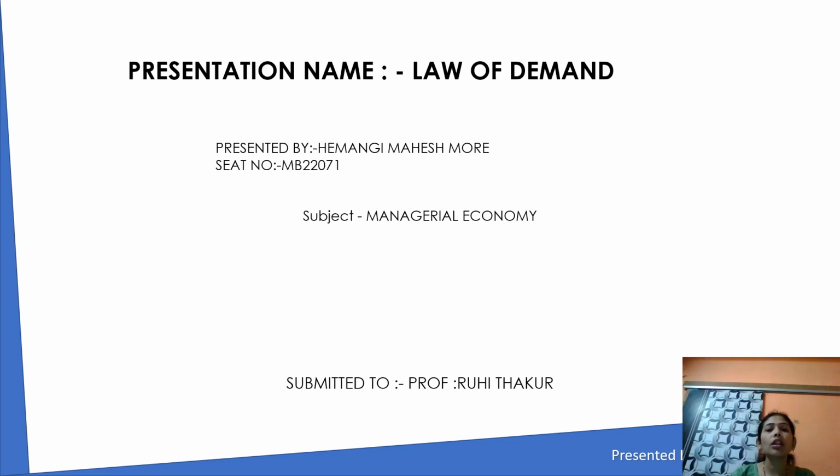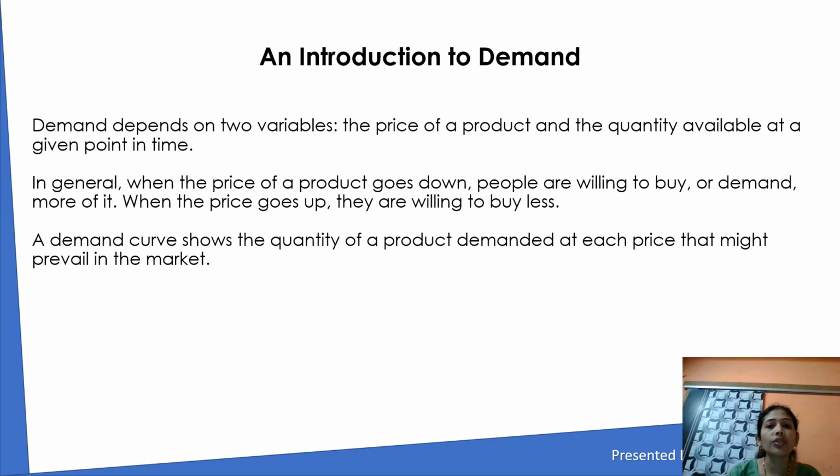Today I am presenting the law of demand. Let's start. First of all, introduction to demand. Demand depends upon two variables: the price of a product and the quantity available at a given point in time. In general, when the price of a product goes down, people are willing to buy or demand more of it. When the price goes up, they are willing to buy less.